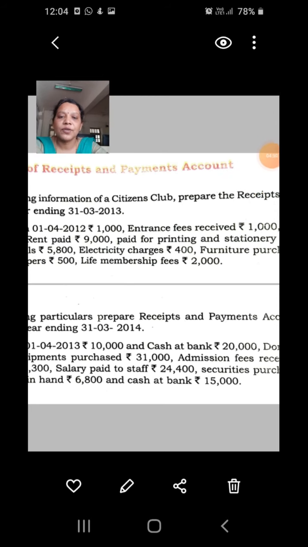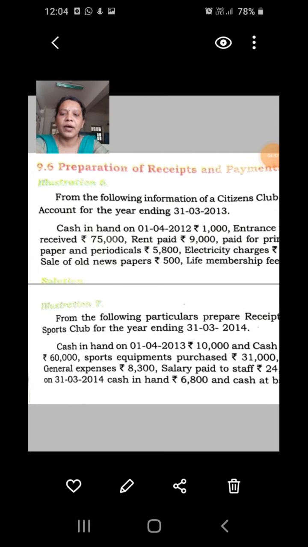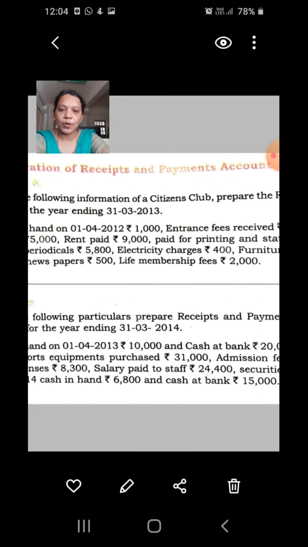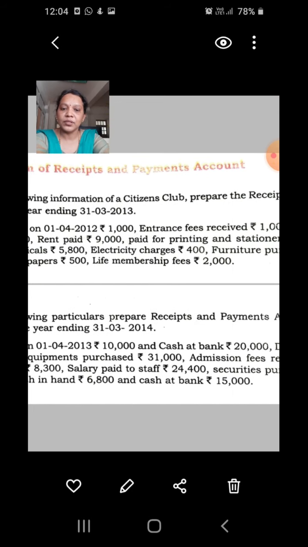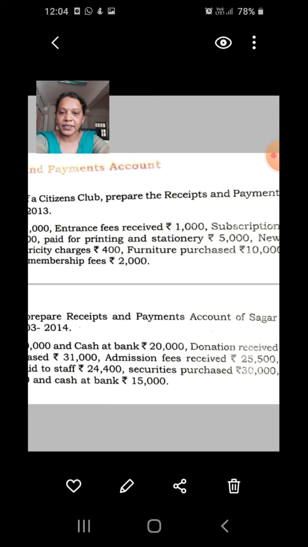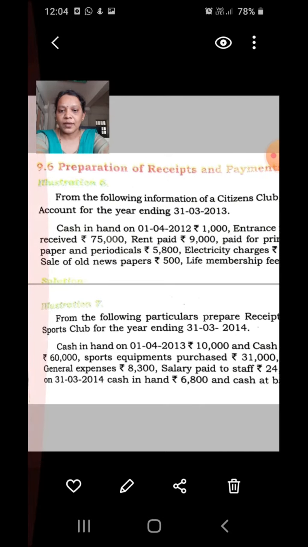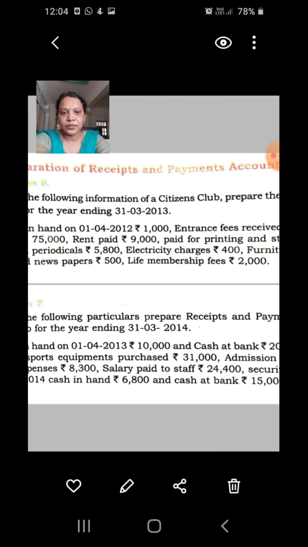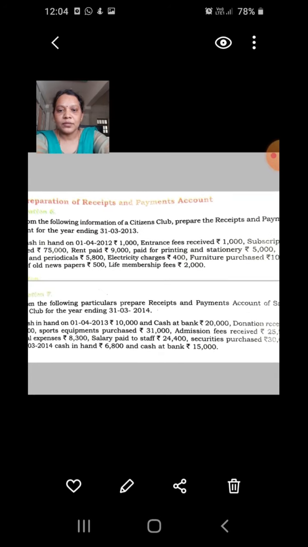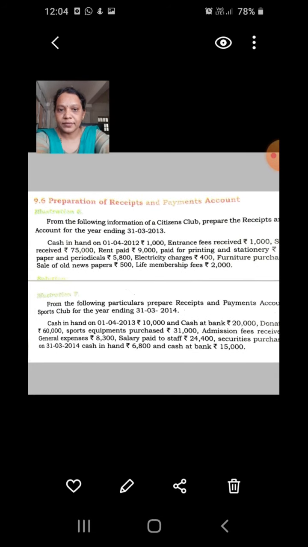The closing cash balance is also given here. Just put the items in the right place, receipt and payment. So let us begin the problem. In the next part of this video I will show the solution of these two problems one by one. After this I will send some practice problems as a PDF, and you practice them at home. So let me continue with the problem in the solution part.